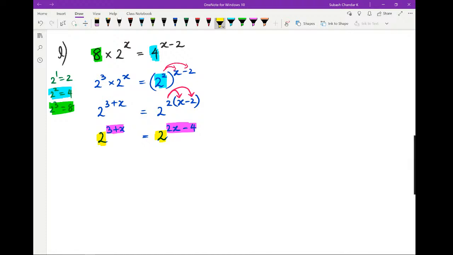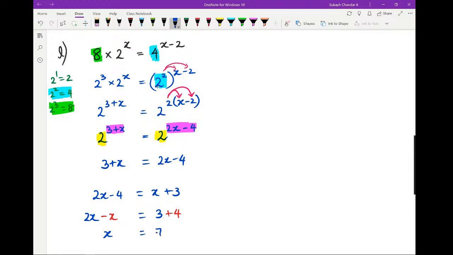So yeah, at this point we can say the powers are equal to each other. So we've got 3 plus x equals 2x minus 4, and we're going to rearrange. I can just rewrite this as 2x minus 4 equals x plus 3. Then I've got 2x, and bringing the x to this side will make it minus x equals 3, and when I bring the minus 4 to the right hand side it will become plus 4. So I've got 2x minus x, which is x, and 3 plus 4 is 7.